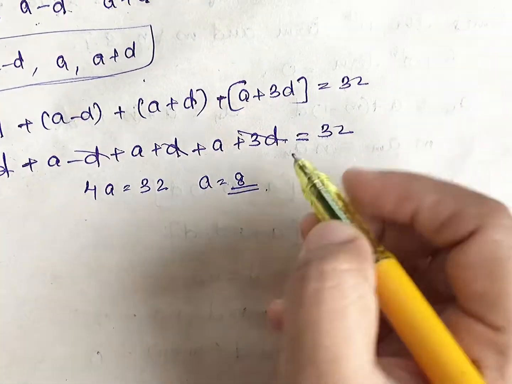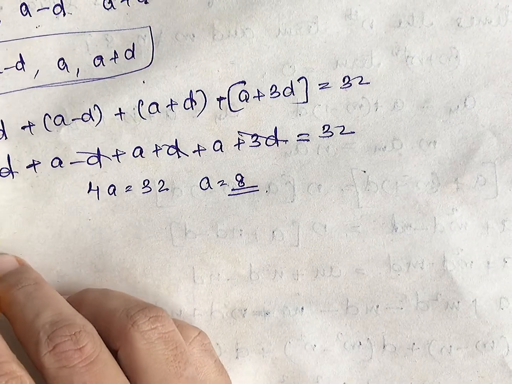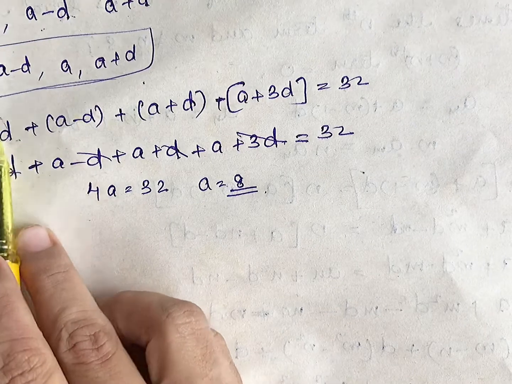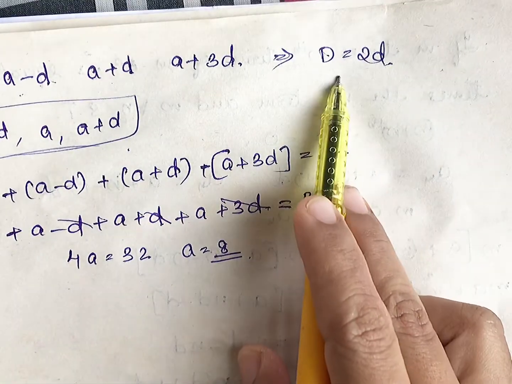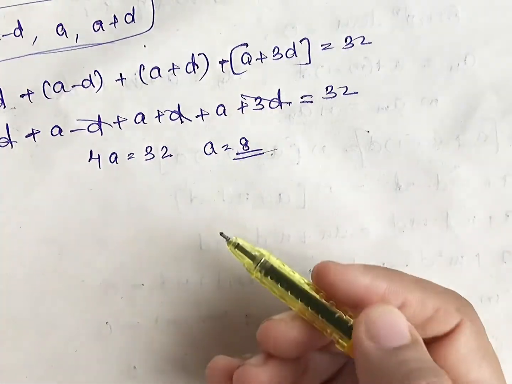32 by 4 is 8. But we have to bear in mind that here a is not the first term. The first term is a minus 3d. So to find the first term, we have to find the d also. Then we have to get the common difference as 2d. Therefore a is equal to 8.